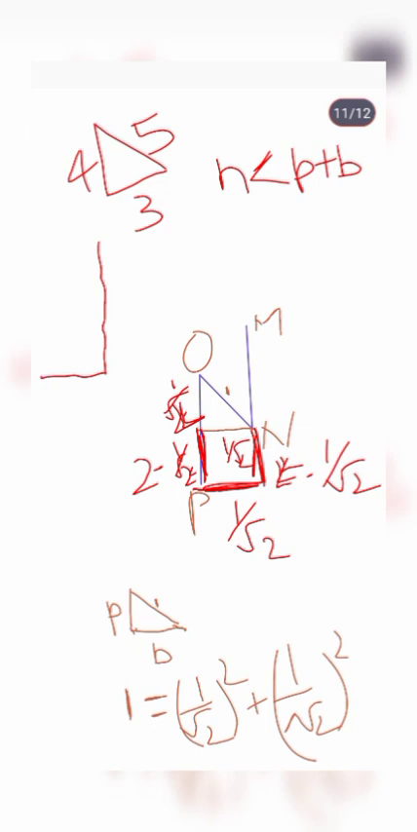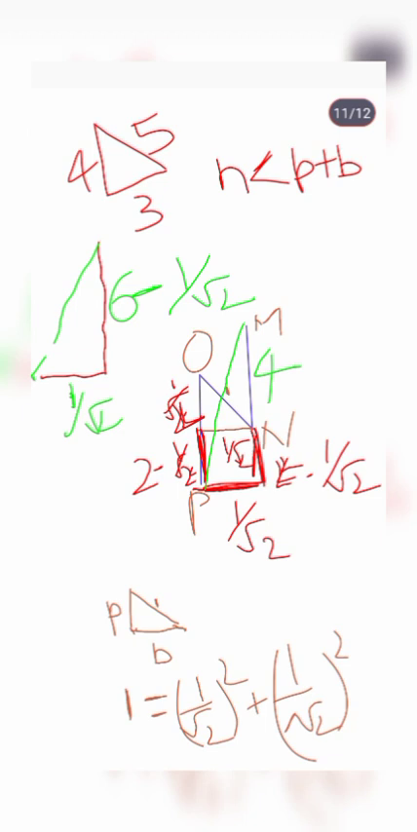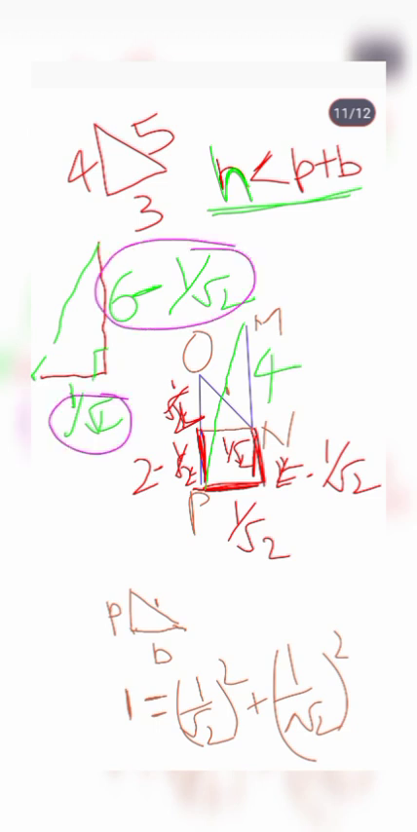Now we will join M to P. So here it is M and P. See, the base was 1 by root 2. The perpendicular here is 4 plus 2 minus 1 by root 2, which is 6 minus 1 by root 2. Now the hypotenuse, see what I have told, the hypotenuse is less than the sum of the perpendicular and base. If we add them, we get 6, and it is obvious that the hypotenuse will be less than 6.